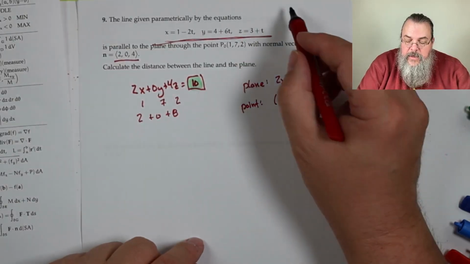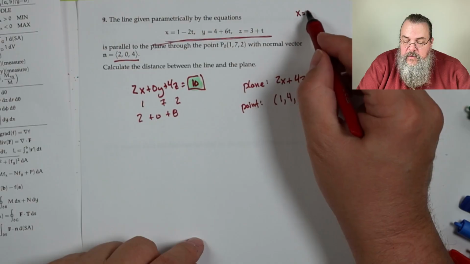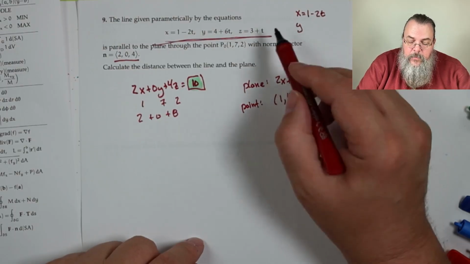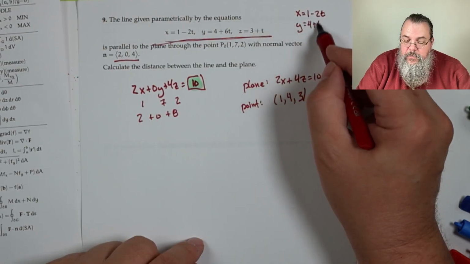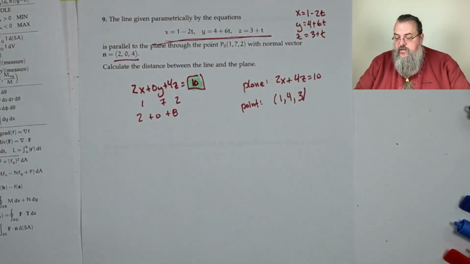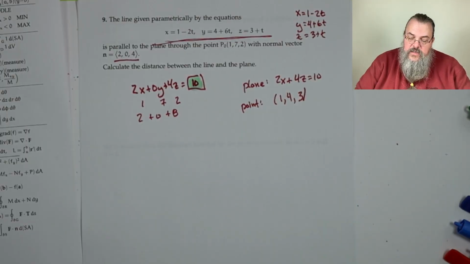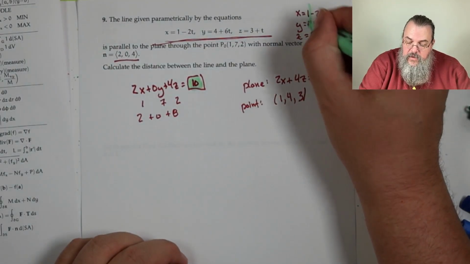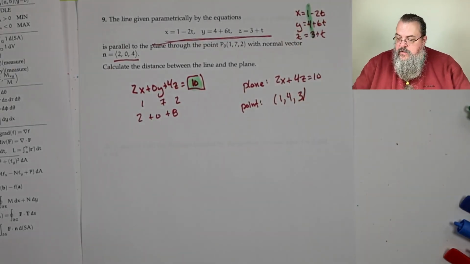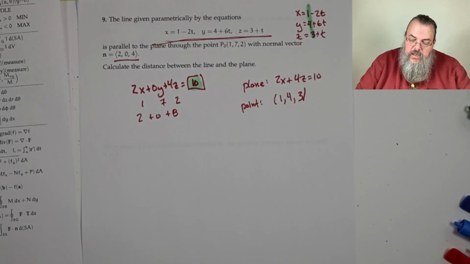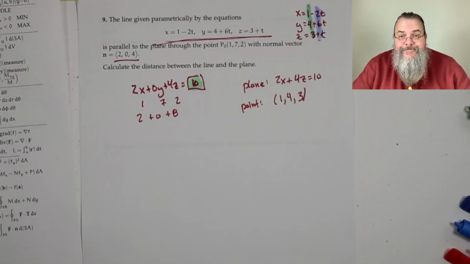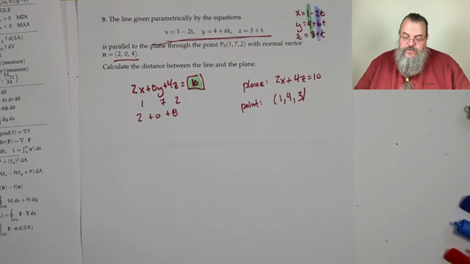Okay, and another way to see this is if you write this in parametric form, a little stack: x equals 1 minus 2t, y equals 4 plus 6t, z equals 3 plus t. And then you just say, hey, the constants, those are a point. Okay, so that's the point. And then the coefficients in front of t, that's the direction vector, which in this case we don't need. It's not going to come into play in our solution.